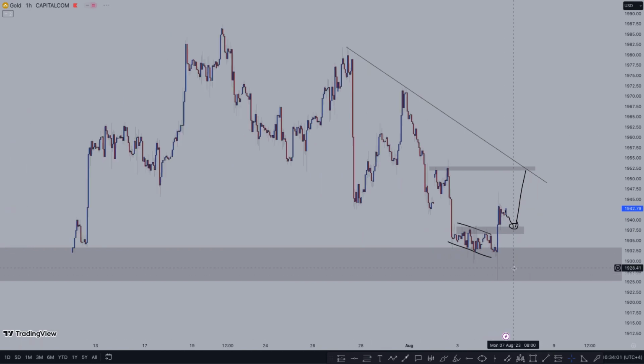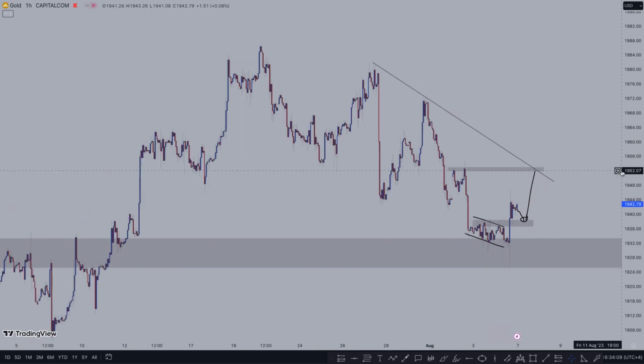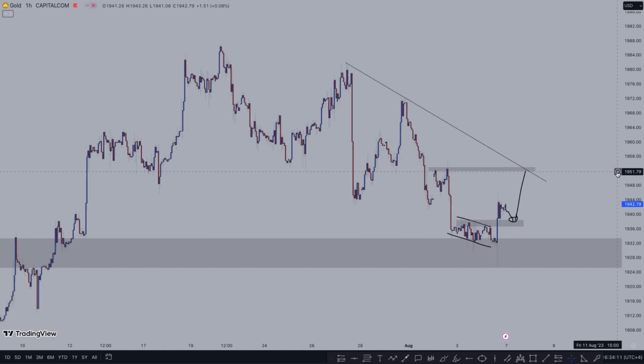It's really looking amazing for the week. So what we have to do is to be patient and look for entry confirmations when the market opens.